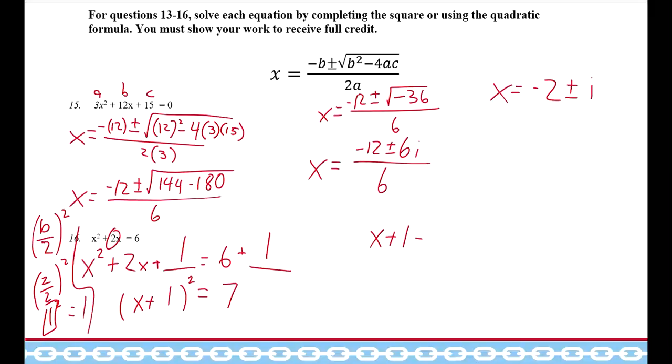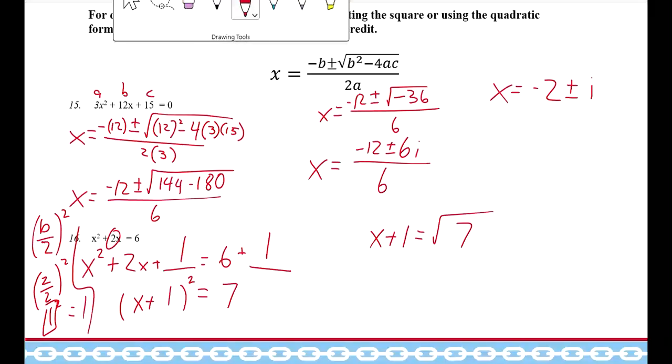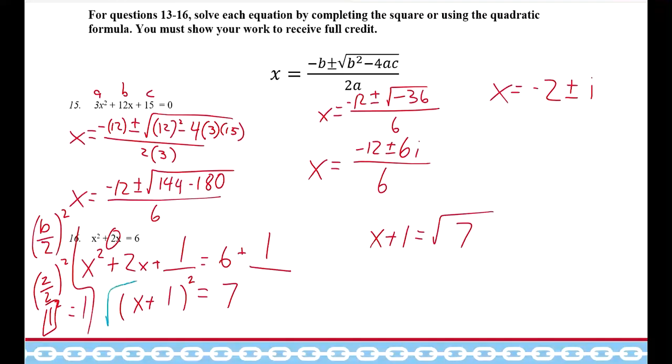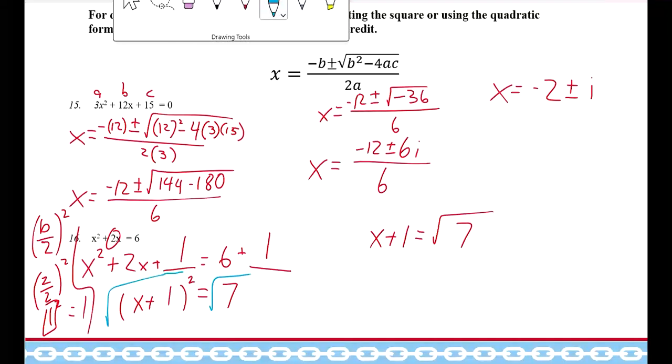That allows me to take the square root of both sides. X plus 1 equals square root of 7. Right over here, I took the square root of both sides to work to isolate x. Right? We have to remove the square before I can deal with the x plus 1 in the parentheses. So square root of 7 is as simplified as it's going to get.